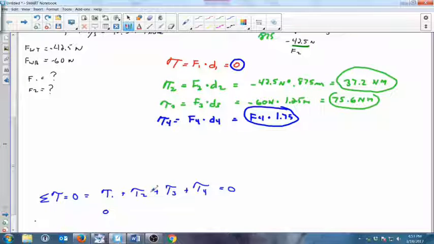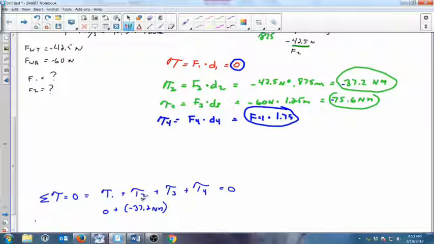Plus torque 2. Well, it should have been minus. It should have been minus 2, plus a minus. Always good to go back and check your work as you're going along. We know they have to cancel, and if we don't put them in right, they're not going to cancel. Minus 37.2 Newton meters.